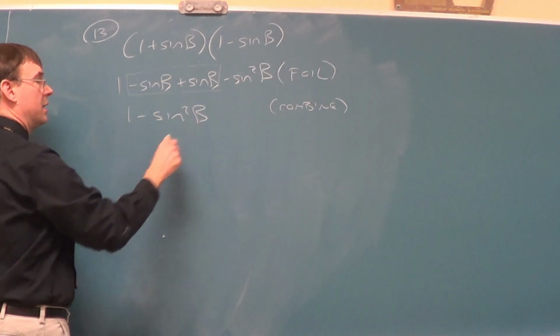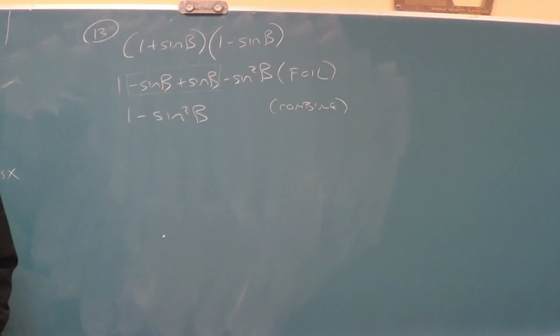So 1 minus sine squared. Then we check and see, is that what we want? And the answer is no, but we're close. I know that from experience. We have 1 minus sine squared. We're trying to somehow get to cosine squared. Does anybody have an observation?